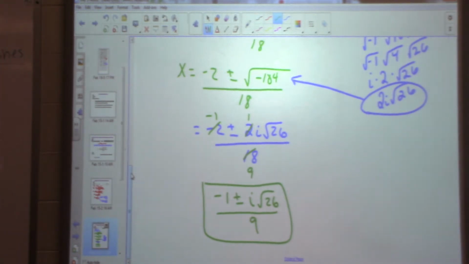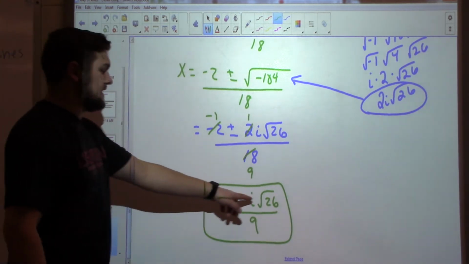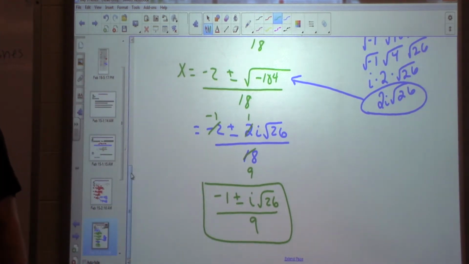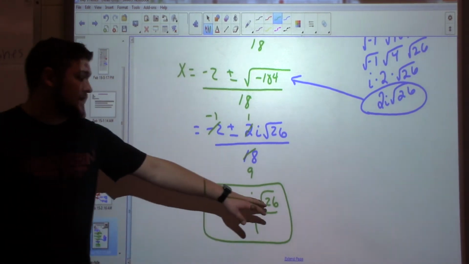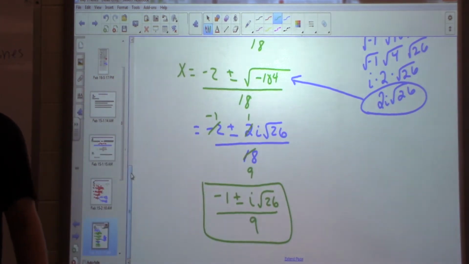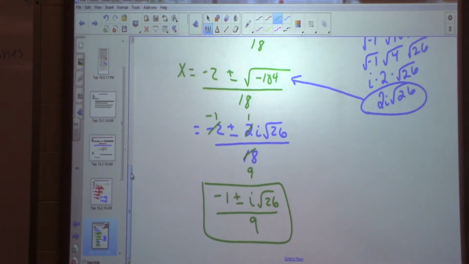That's 2 answers there. Now, like I said, it's not always going to be easy or a nice answer. Negative 1 plus or minus i square root of 26 over 9. We can't take out 2 from 26. No, we cannot take anything from under that radical.